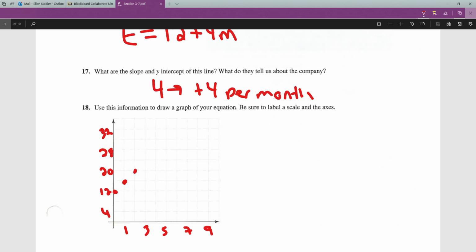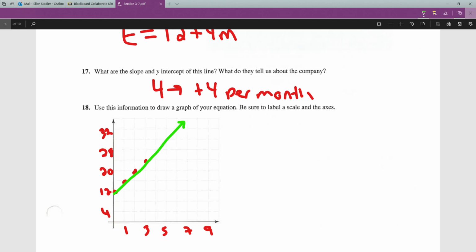And again, you can do this in your calculator. You can do it by hand. 3 times 4 is 12, plus 12 is 24. So here's what my line looks like for my employees at this company. A straight line, but not direct variation again because the y-intercept is 0, 12.